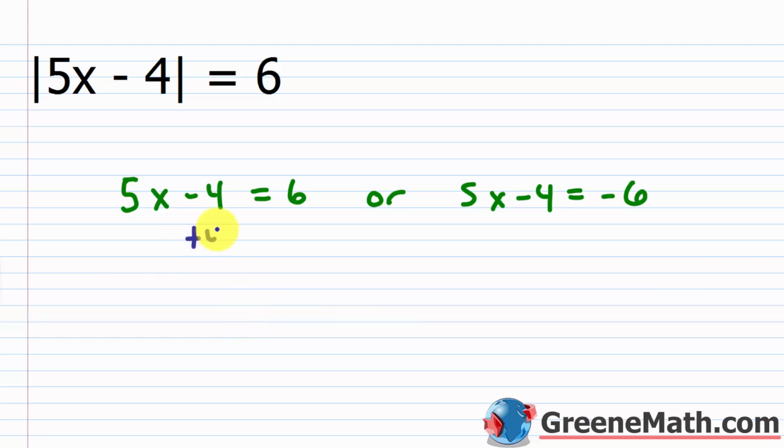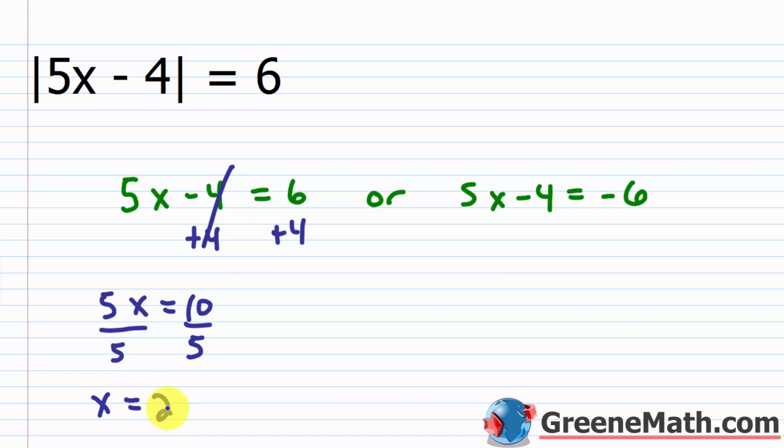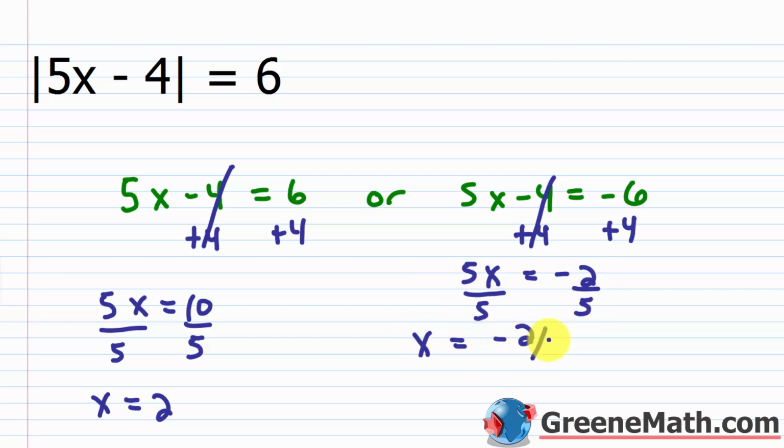So I want to add 4 to each side of the equation here. That's going to cancel. I'll have 5x is equal to 10. Divide both sides by 5. And I'll get that x is equal to 2. Over here, I just want to add 4 to each side. That's going to cancel. I'll have 5x is equal to negative 2. Divide both sides by 5. And you'll have that x is equal to negative 2/5.